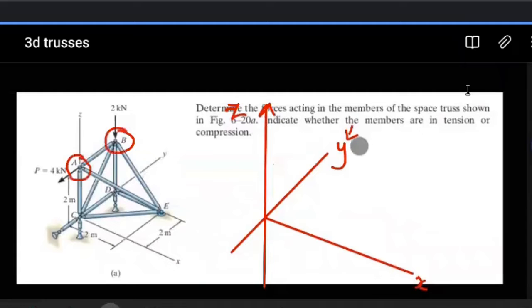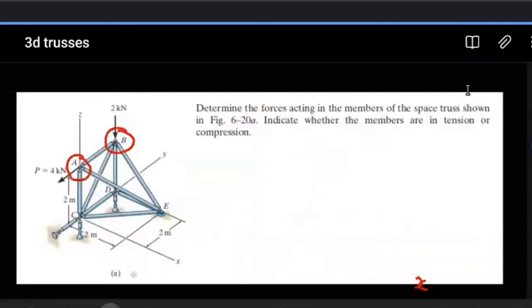So the question is basic: determine the forces acting in the members of the space truss shown in the figure, and indicate whether the members are in tension or compression. So this is what they are asking us to determine. Now, how do we do it? Well, just like before, you want to find where you have a lot of known forces and fewer unknowns. So if you compare, you have two dominant joints here: the joint at B, and the joint at A.